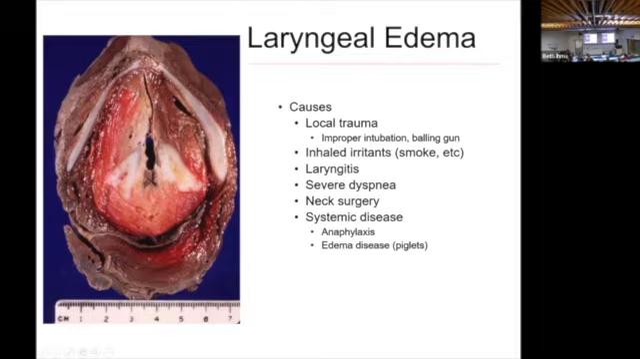Local trauma is one we see a lot in large animals. So improper intubation or use of a ball gun can cause trauma to the larynx with lots of swelling. Surgery in the neck, so things that don't involve the larynx directly, but maybe you're doing thyroid surgery in a dog or cat, and the regional swelling can grow to involve the larynx. And then systemic disease, so anything that causes whole body edema.